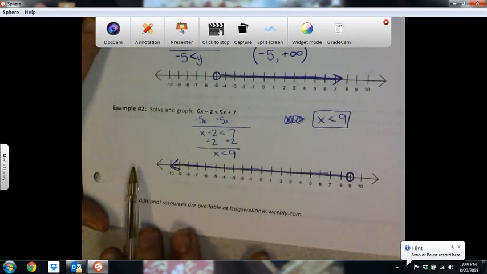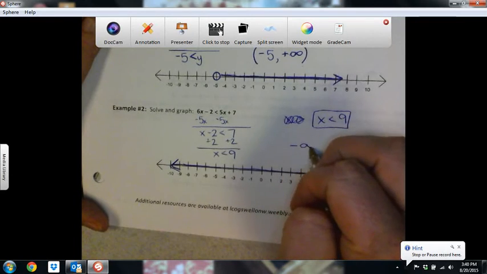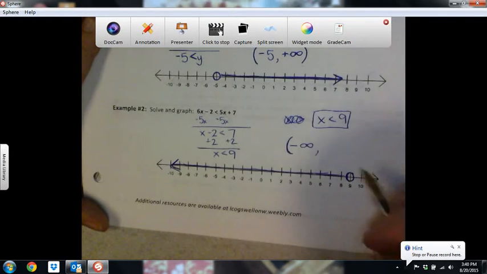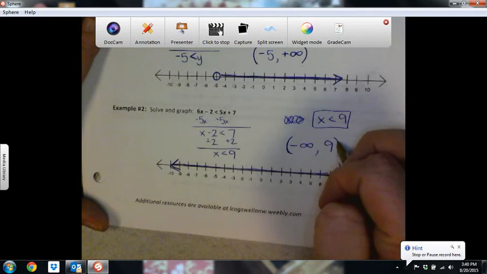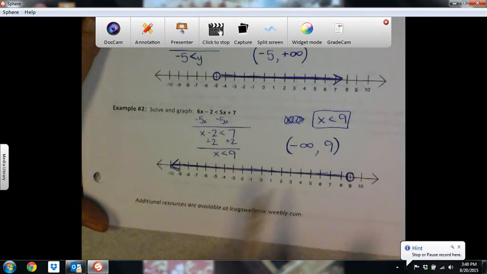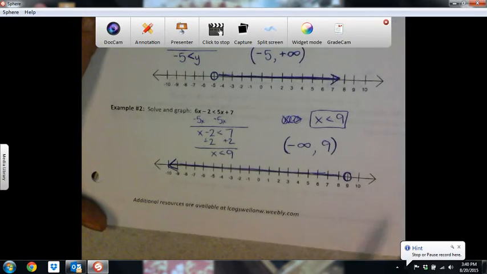Now when I use interval notation, from the left-hand side, I'm at negative infinity. That gets a parenthesis because it's infinity. And then I'm going to stop at 9, which also gets a parenthesis because 9 is not a possible solution. If it were, I would use a bracket.